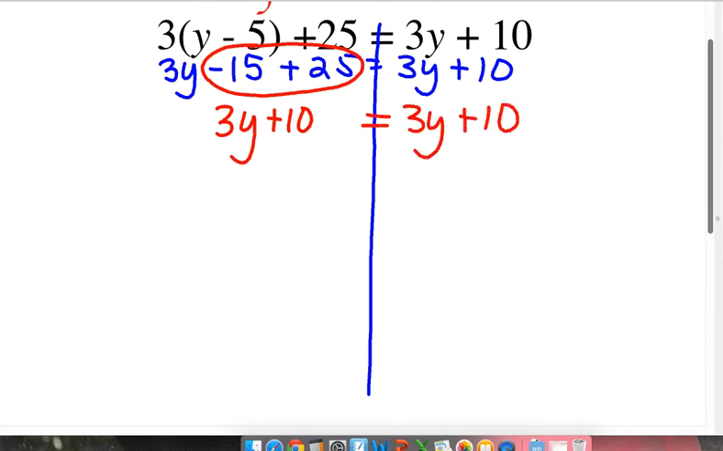And lo and behold, do you see anything? I do. I see on the left I have 3y plus 10, and I see that on the right I have 3y plus 10. They are identical. When it's identical on the left and the right, you don't even have to go any further because this is officially the identity property.